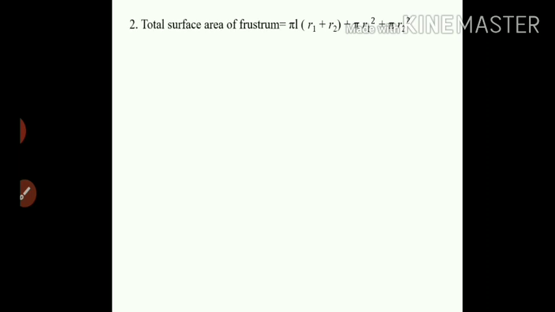Now the second part to find is the total surface area of the frustum. Now the formula is pi L multiplied by R1 plus R2 in bracket, plus, again see, we have pi R1 square plus pi R2 square. Now we have all the values: R1, R2 are given, L we got, and pi is also given. So see what I will do, first I will substitute the values.